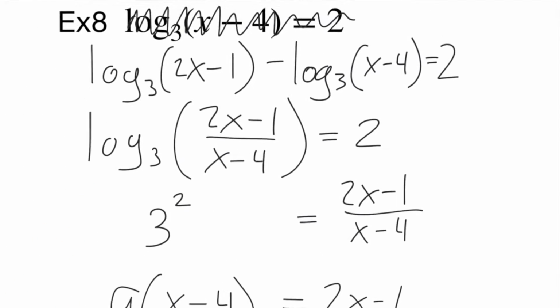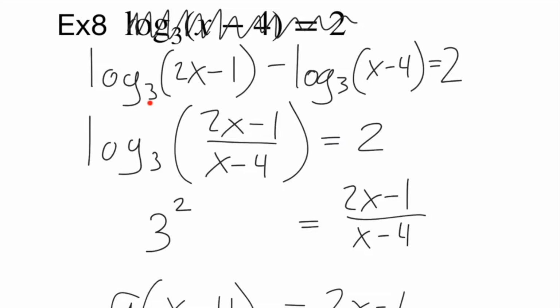Here, we've got log of base 3. Sorry for the scribbling. We've got log of base 3, the bases are the same, subtraction in the middle, so you can combine them to have division in between the two. 2x minus 1 over x minus 4. Log of base 3 of all this is equal to 2. Logs always ask, what is the exponent? And the exponent here is 2. The base is 3, so it's 3 squared is equal to all this.